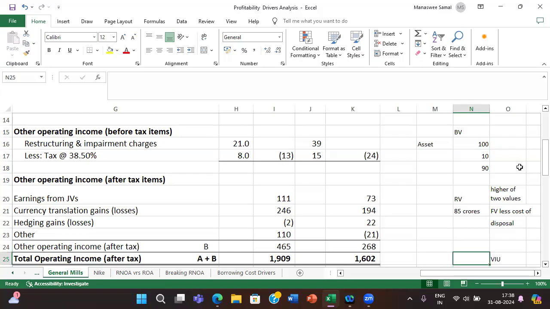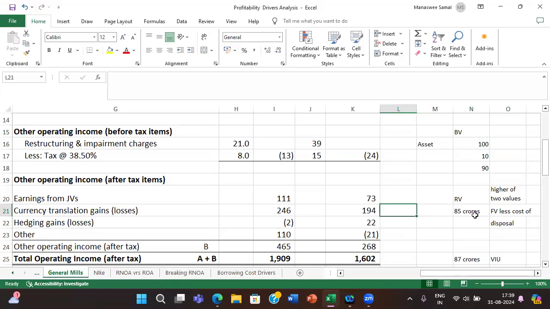I think these are two generic ways I can look forward to recovering the value of an asset, whatever asset I'm carrying in my business. Either I'll sell it today and net of selling cost, how much I'm going to get, that I must calculate. And the other one is, if I don't sell it, I continue to use it, exploit it in my business, how much value it is going to generate for me. Suppose that is, let us say, 87 crores.